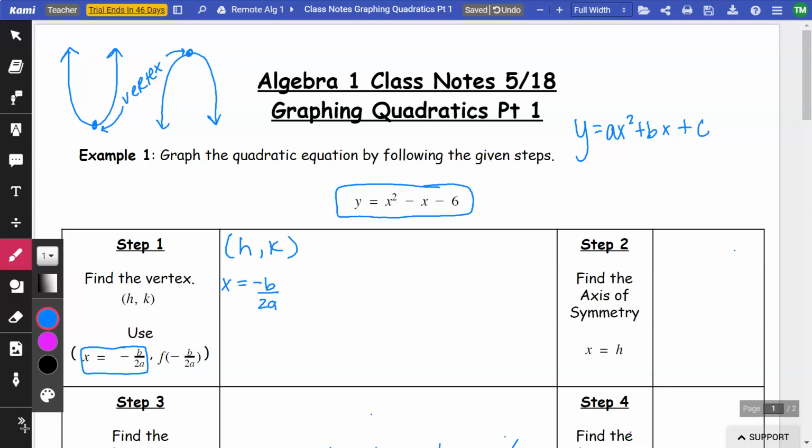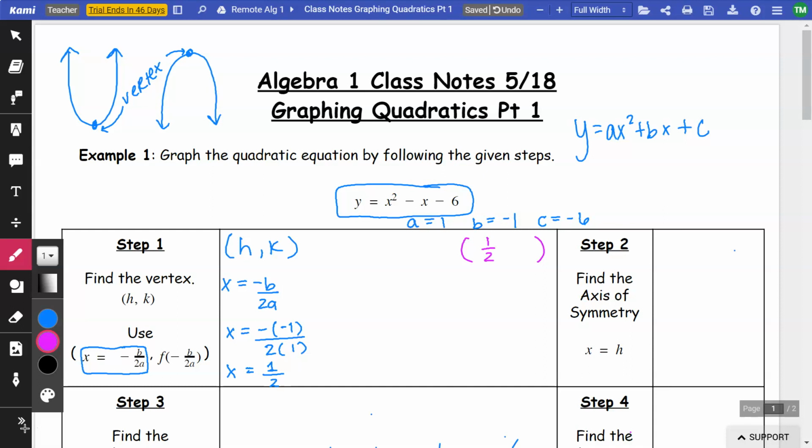So when y equals x squared minus x minus 6, a would be 1, b would be negative 1, and c would be negative 6. So x is equal to the negative of negative 1 over 2 times 1. So x is equal to negative of negative 1 is positive 1, and 2 times 1 is 2. So x is equal to 1/2, or 0.5. So the x value of our vertex is 1/2.